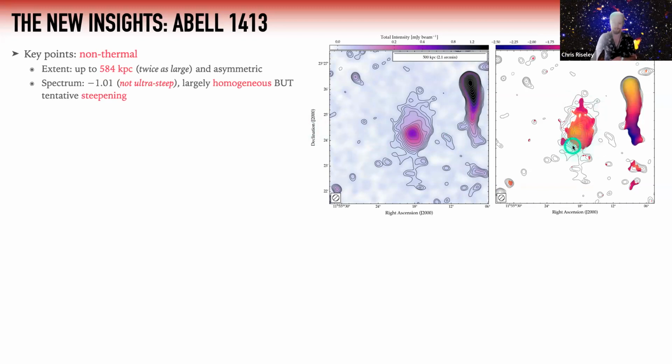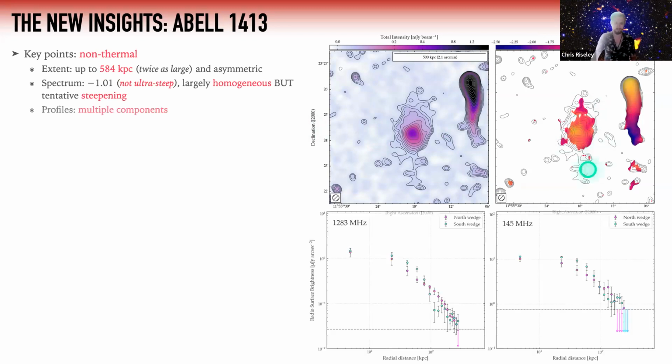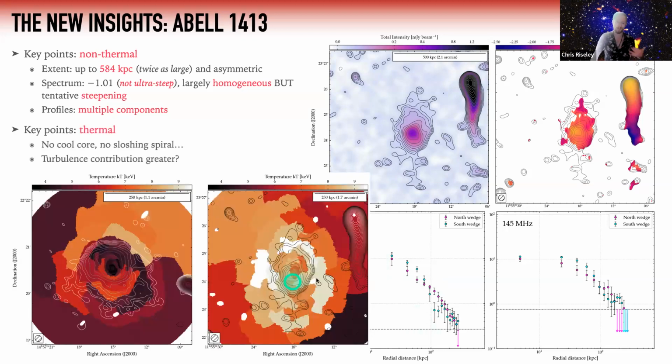And really, unfortunately, it's the quality of the LOFAR data covering this region that is prohibiting us from investigating this further. Likewise, the profiles show evidence of multiple components. Fitting was difficult, so I'm not showing any of the fits here. But along both different directions, we do see tentative evidence of multiple components emerging at both frequencies. In the thermal regime, however, there's no cool core in Abell 1413.